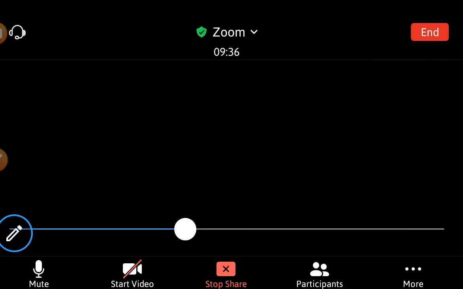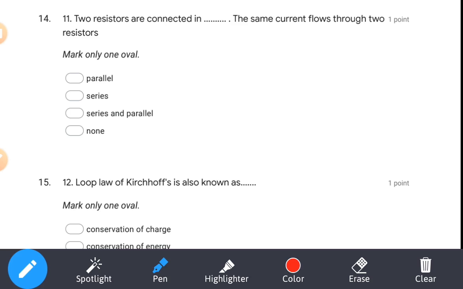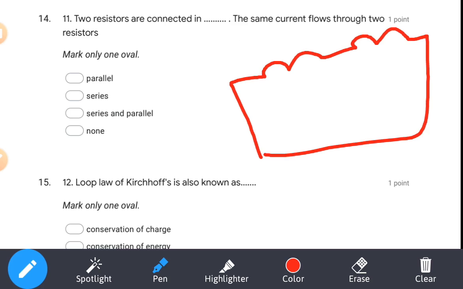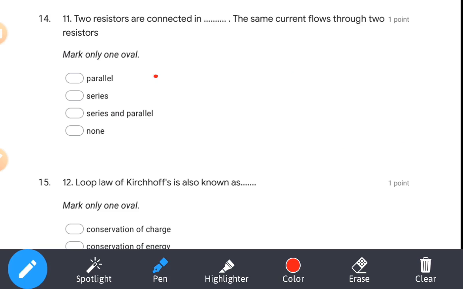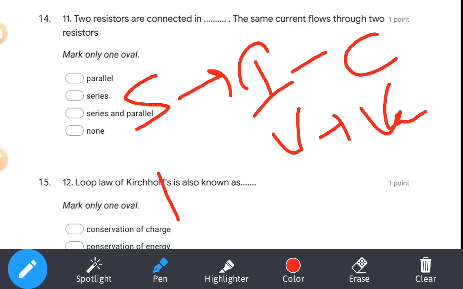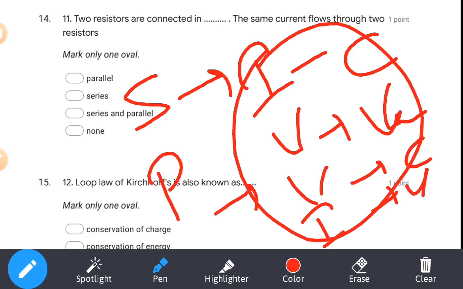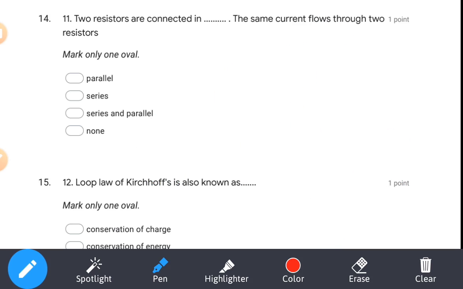Okay, let's see the 11th question. Two resistors are connected in dash, same current passes through. Same current means there should be only one path. So always remember, in series connection, I is constant, V is variable. In parallel connection, V is constant and I is variable. These two factors you remember. In series connection, they said I is constant, current is constant.